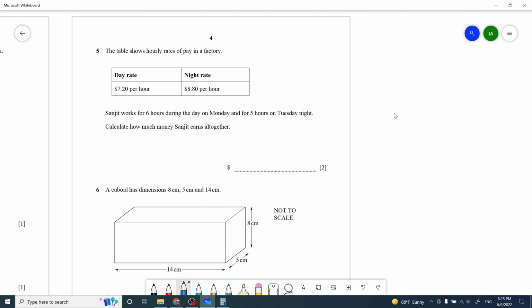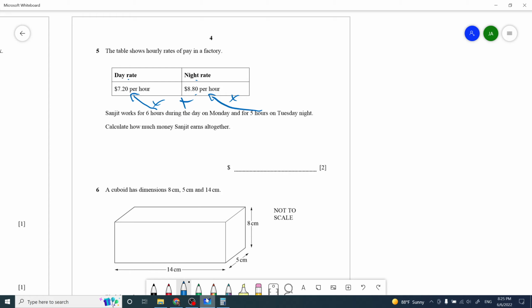Okay, the table shows hourly rates of pay in a factory. We've got $7.20 per hour during the day, $8.80 per hour during the night. So Sanjeet works for 6 hours during the day on Monday and 5 hours on Tuesday night. How much does he earn altogether? So we just simply take 6 times this for the day rate, 5 times this for the night rate, and then we're going to just add those two together.